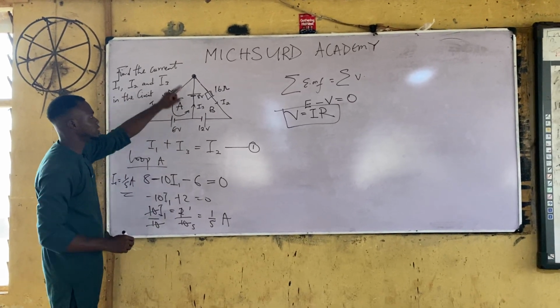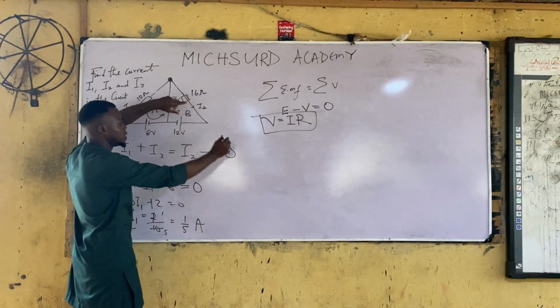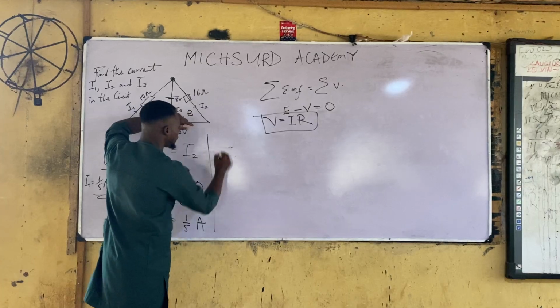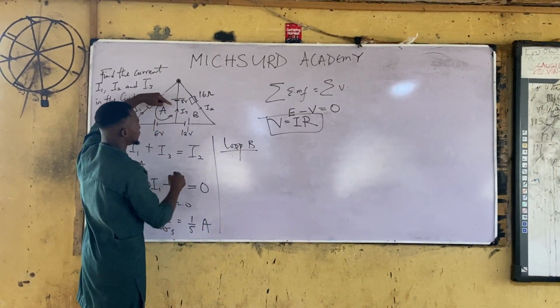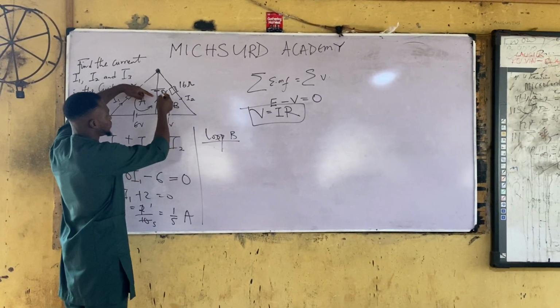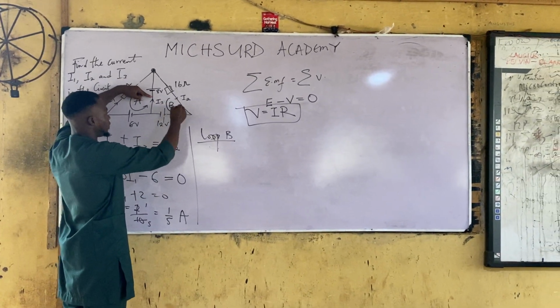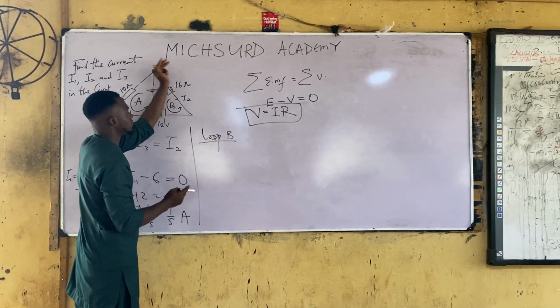Now let's get the second current. Now let's choose a direction for loop B. Now we are working on the loop B. So for loop B, we can see that we can choose any direction of our choice. I can decide to maybe choose this direction. So this is how I am moving for loop B. So we move, remember everything here is our loop B.